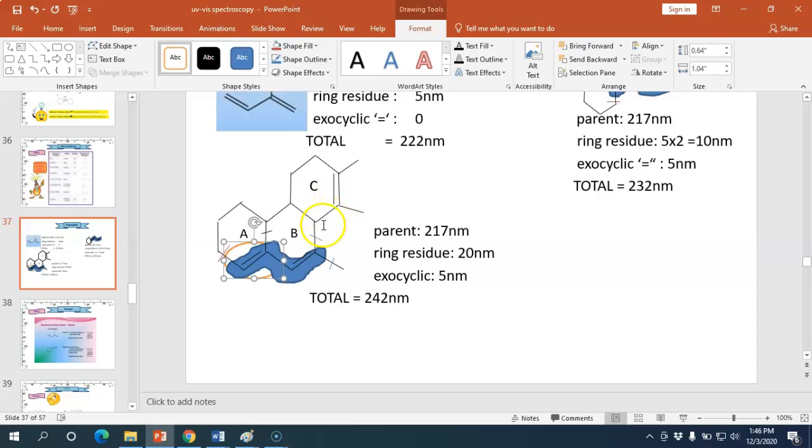So it is invalid. You must have three double bonds which are separated only by single bonds. So if this double bond exists here, we can assume this structure has one double bond extension to the diene system. But for this case, there is no double bond extension to the diene system. And the answer is 2, 4, 2.